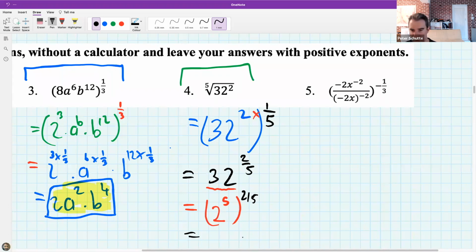And so now what is our final answer? So again, we multiply the powers and the 5s cancel. And so we get 2 squared or 4.